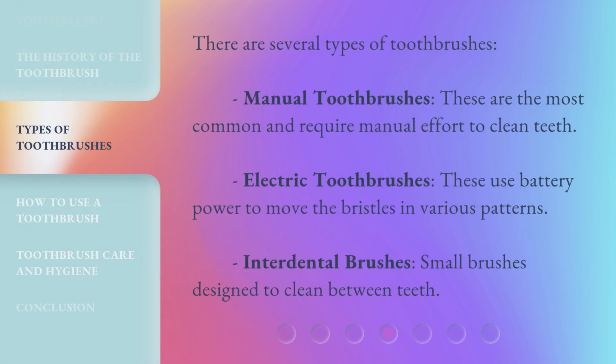There are several types of toothbrushes. Manual toothbrushes. These are the most common and require manual effort to clean teeth. Electric toothbrushes. These use battery power to move the bristles in various patterns. Interdental brushes. Small brushes designed to clean between teeth.